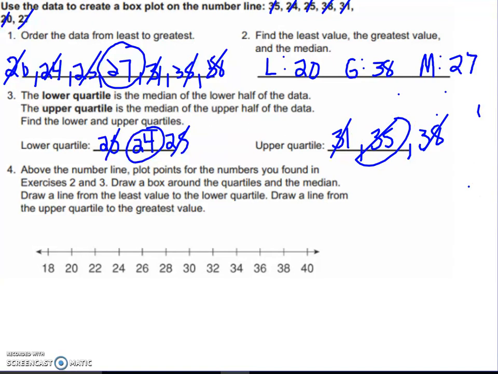Okay, now we're going to draw all 5 dots. The lower dot is 20. The upper dot is 38. The median is 27. The lower quartile is 24. The upper quartile is 35. Okay, we put a box around the lower and upper quartiles. We draw a line for the median and we extend to the greatest value and the least value. And that is our box plot. Okay, let's try the next one.